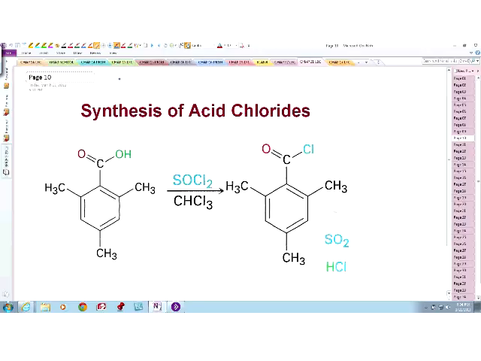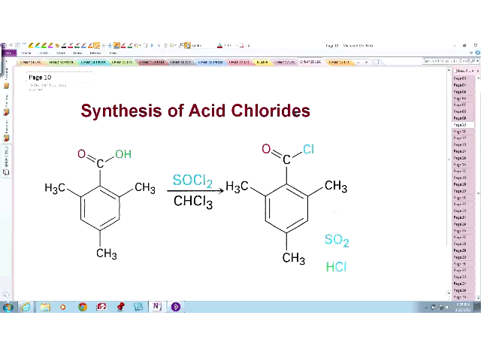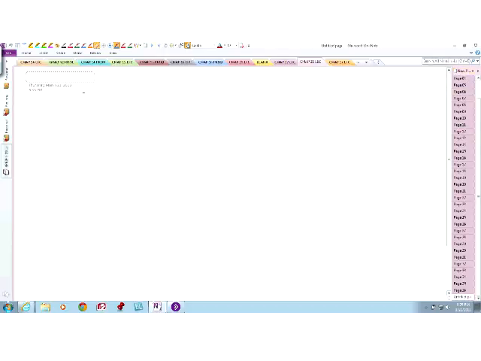Okay. Now we are going to get to the synthesis and the reactions of carboxylic acid derivatives. Most of these synthesis and reactions we have dealt with already, so they should be mostly review for all of you here. Okay, so let us begin with the synthesis of carboxylic acid derivatives.